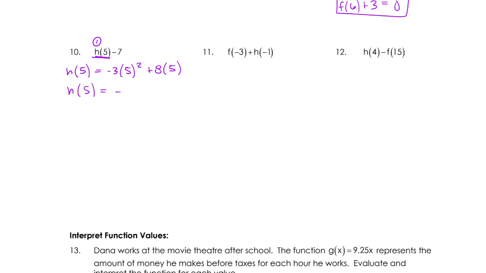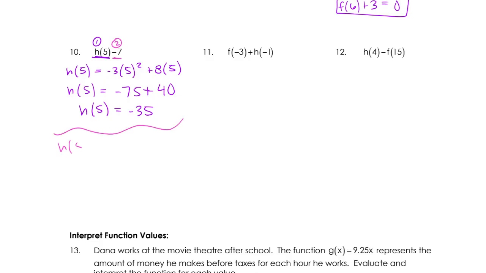When I go to do this, I have h of 5 equals negative 3 times 5 squared. 5 squared is 25, times negative 3 would be negative 75, plus 8 times 5 is 40. So then I have h of 5 equals negative 75 plus 40 would be negative 35. That's my step 1. Then my step 2 is going to be this minus 7.